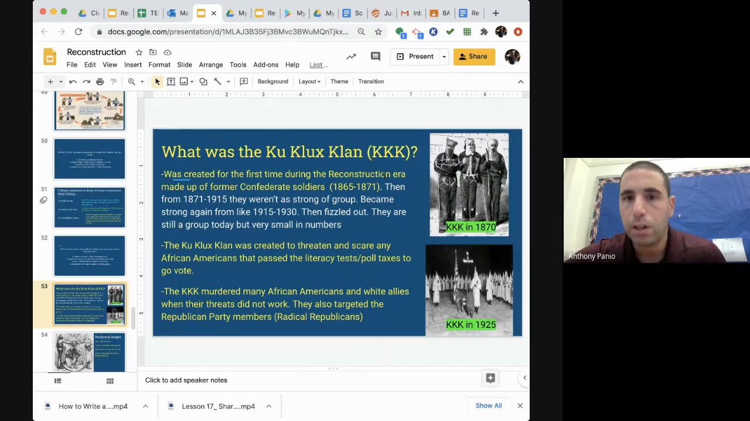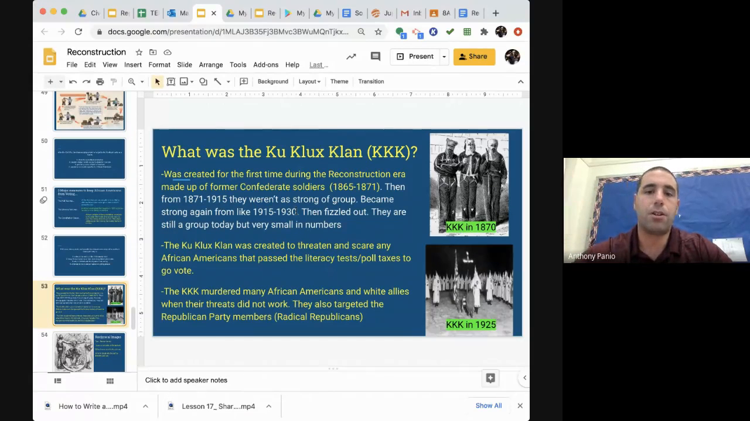Okay, so from like 1871 to 1915, they weren't as strong of a group. Then in 1920, 1930, they got very strong again. All right, so they are still a group today. After 1940, 1950, they really fizzled out again.